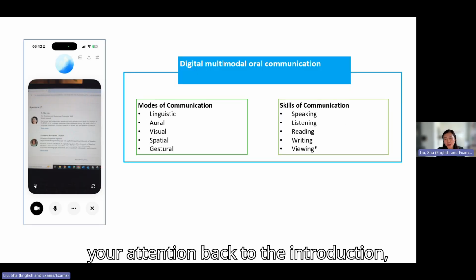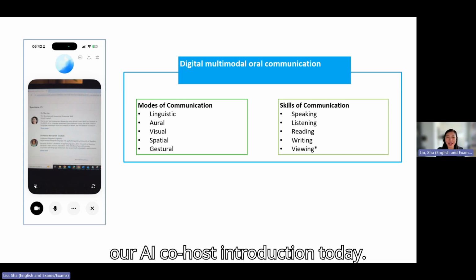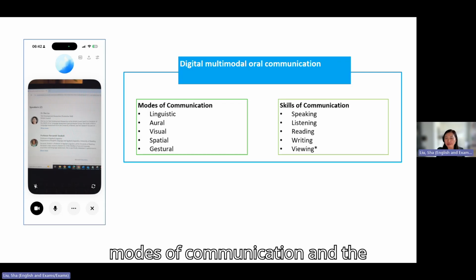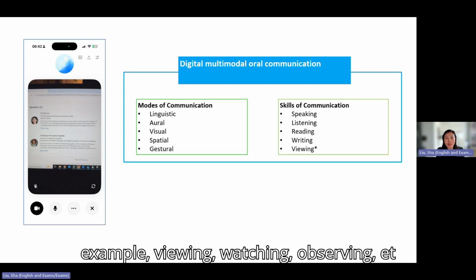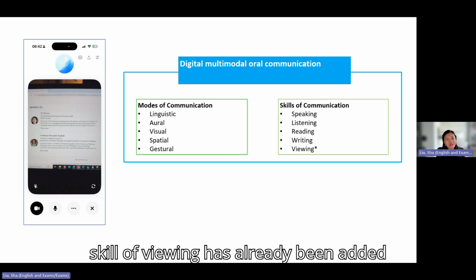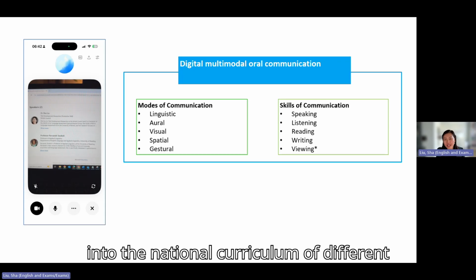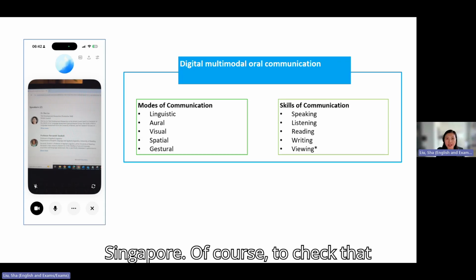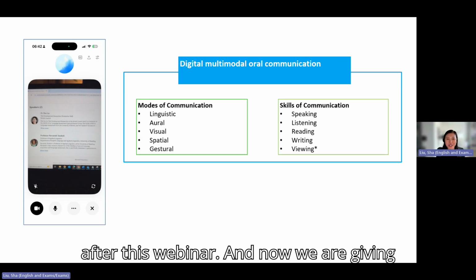And if I can bring your attention back to the introduction, our AI co-host introduction today, if I can remind you again of the modes of communication and the multiple skills that have been combined in this specific communication scenario, we are now looking at new sets of skills. For example, viewing, watching, observing, etc. And for a fact, the skill of viewing has already been added into the national curriculum of different countries such as China and Korea and Singapore. Of course, welcome to check that after this webinar.